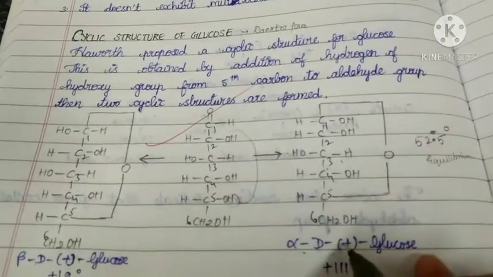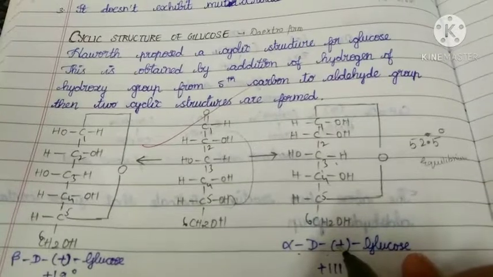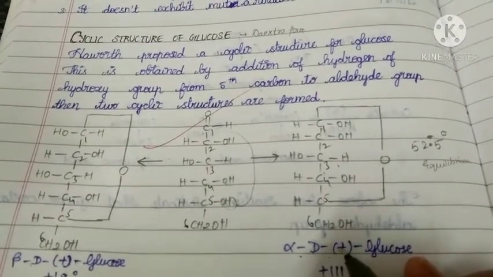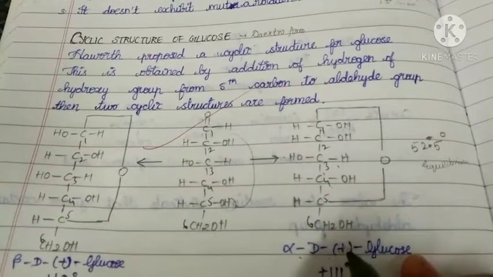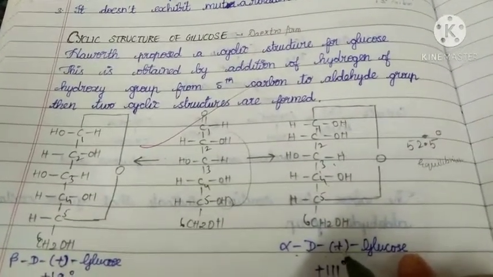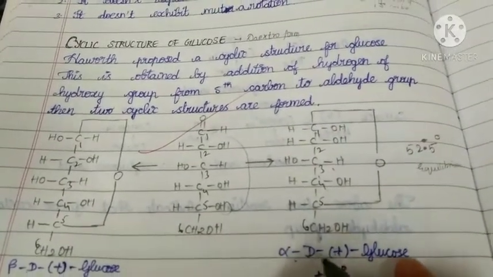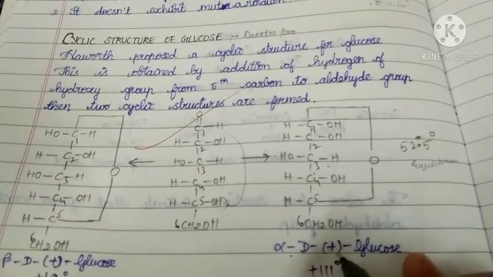Then why is it plus? What does this plus sign indicate? Naturally occurring glucose is dextrorotatory. Naturally occurring glucose is dextrorotatory. If it is dextro, we should mention a plus sign, otherwise a minus sign. So naturally occurring glucose is dextrorotatory. That is why we have to mention the positive sign here.